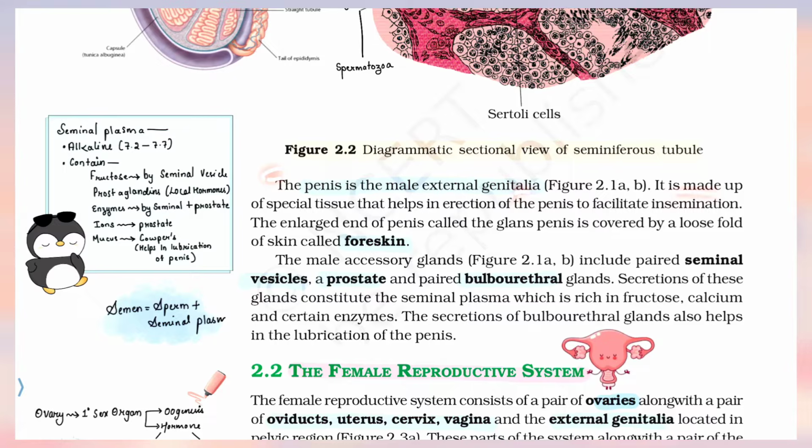It is made up of special tissue that helps in erection of the penis to facilitate insemination. The enlarged end of penis, called the glans penis, is covered by a loose fold of skin called foreskin. The male accessory glands include a pair of seminal vesicles, a prostate, and a pair of bulbourethral glands. Secretions of these glands constitute the seminal plasma, which is rich in fructose, calcium, and certain enzymes. The secretion of bulbourethral glands also helps in lubrication of the penis.